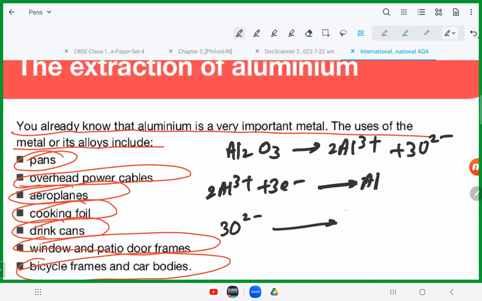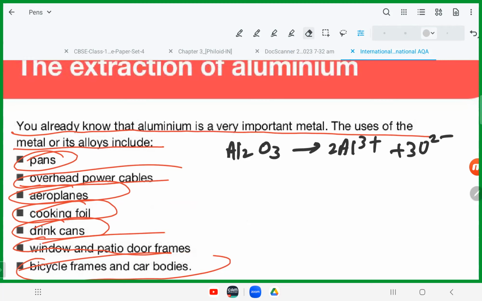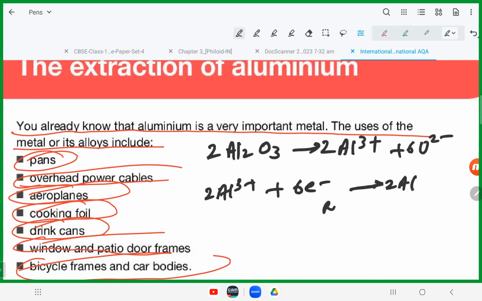We need to balance this equation because it is not balanced at all, and it can create a problem for you. So let us balance it in a different format. I take 2Al3+ and 6O2-. Now 2Al3+ can gain 6 electrons, so it becomes 2Al. That is what is called reduction.